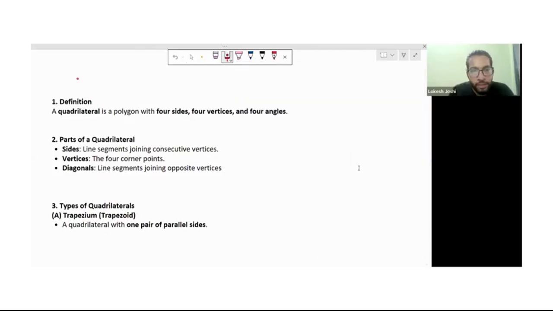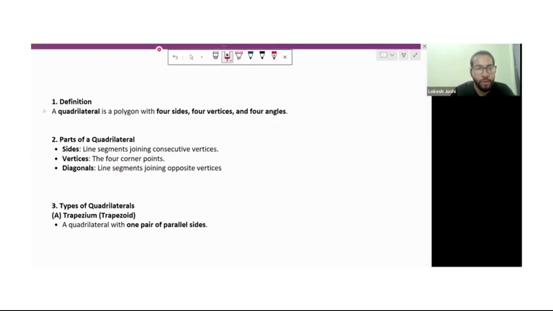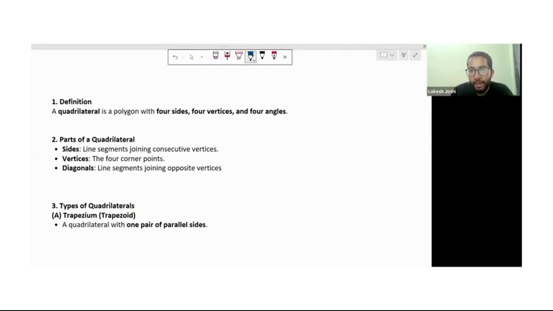Now, first of all, we should know what a quadrilateral is. A quadrilateral is a polygon with four sides, four vertices, and four angles. Which means any figure consisting of four lines like that is a polygon. Polygon means a closed figure consisting of straight lines. That should be clear to you. With four sides, yes, this one, the first side, second, third, and fourth.